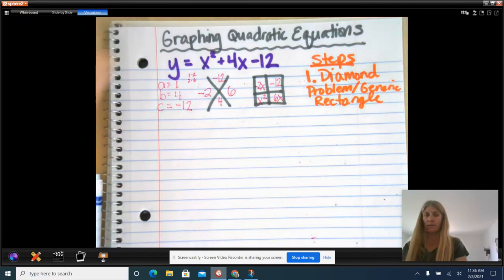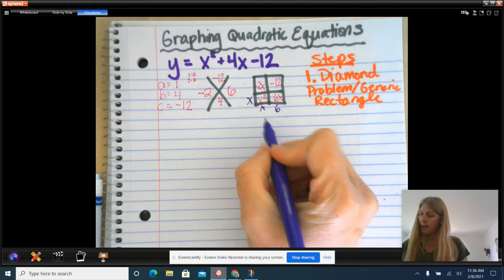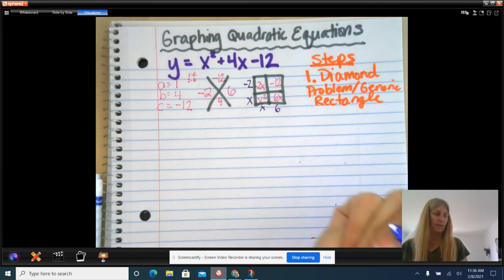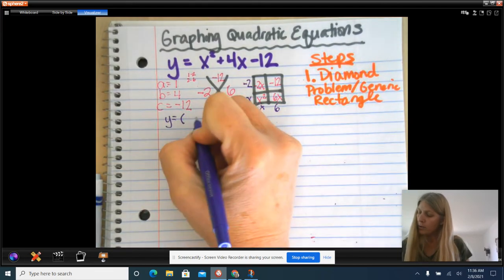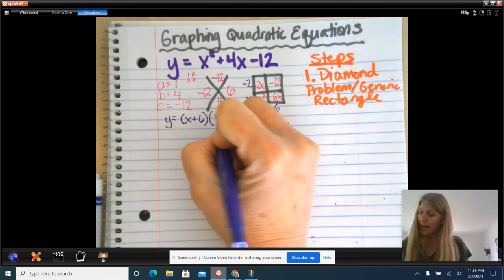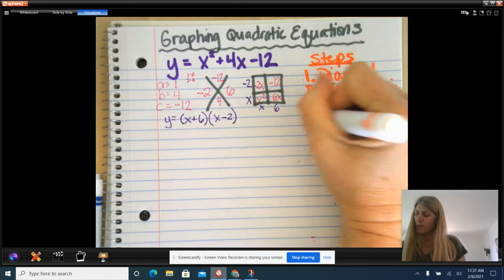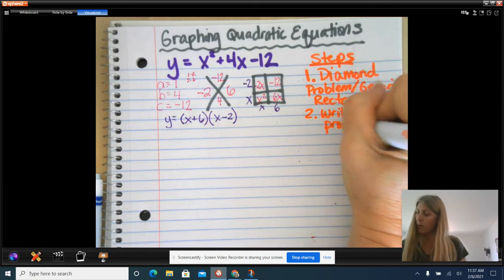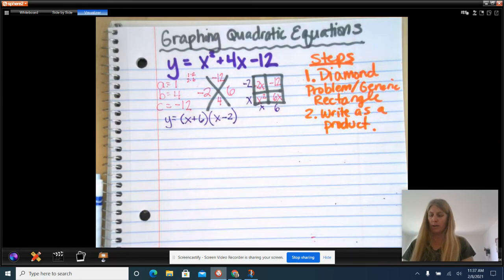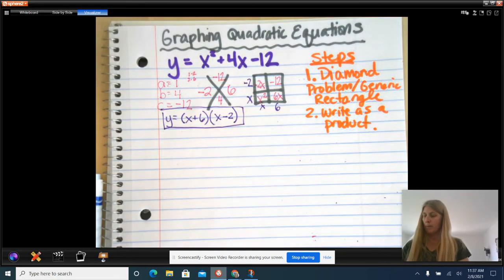We're going to go ahead and solve. The only way to get x squared is x times x. X times 6 gives us 6x, and x times negative 2 gives us negative 2x. We're going to go ahead and write this in product form, which is y is equal to x plus 6 times x minus 2. Okay, so that is step number 2, is to write as a product or in product form. Remember, this one's standard, this one's product form. Okay, so that is our answer. Once again, if we put these both in Desmos calculator, we'll see that they are the same exact parabola.